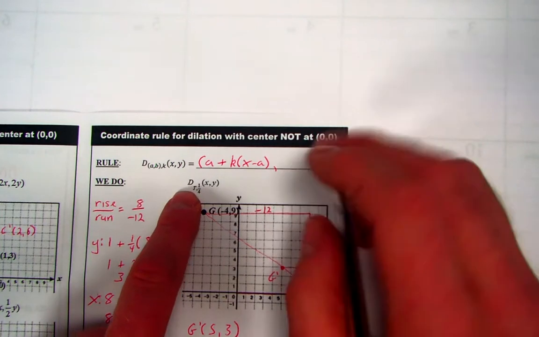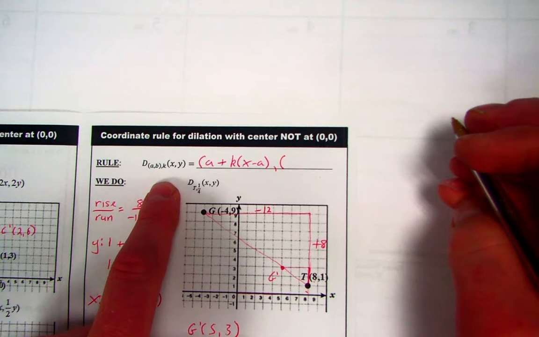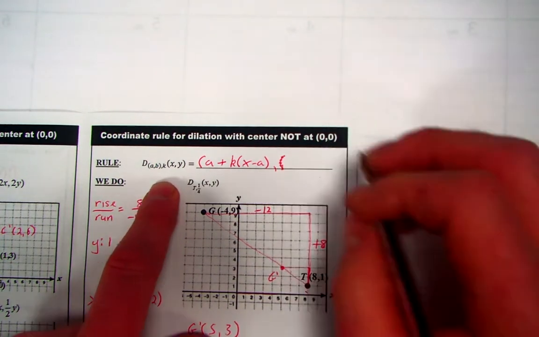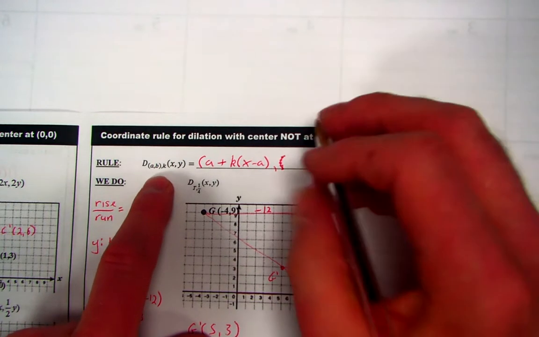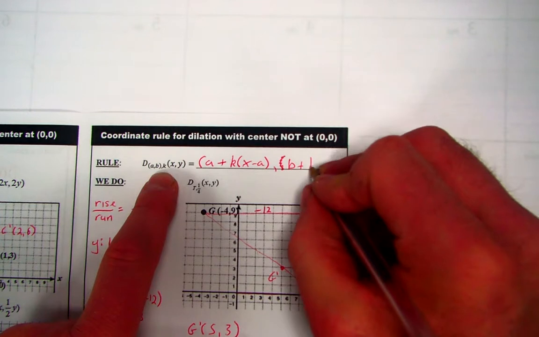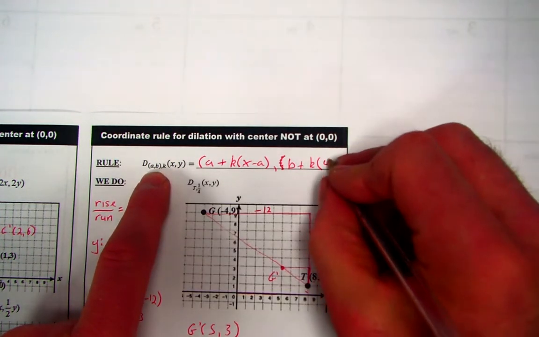And our y value, whoops, I didn't mean to put parentheses there. That shouldn't be there. All right, our y value is going to be b, that's our starting value, plus our scale factor times the distance between the y's. So y minus b.